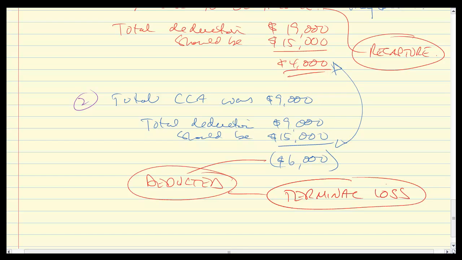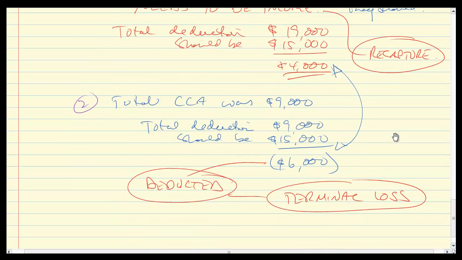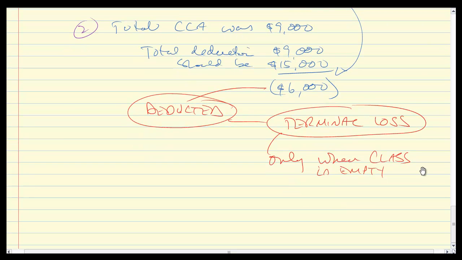Now, the tricky thing is that recapture is done when an asset is sold and its individual reconciliation doesn't line up and you get more for it. A terminal loss is only taken in most classes when the class is empty, or maybe a better way to say it, when the asset that you are disposing of is the last asset in the class. So our bucket is empty.